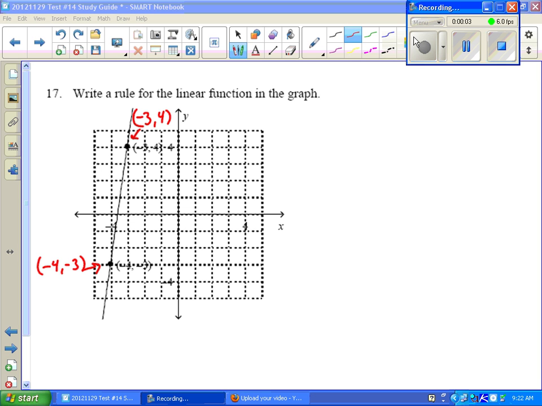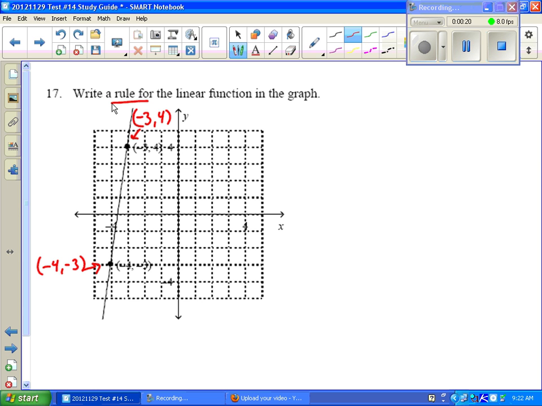Okay, this is test number 14, part 2 of hopefully 2 parts, beginning on number 17. Your page is actually a little clearer than on my page because the graph didn't show up on yours, but the numbers are labeled for you, so it's easy to be able to tell. The only part that might be a little tricky is how it says write a rule for the linear function.